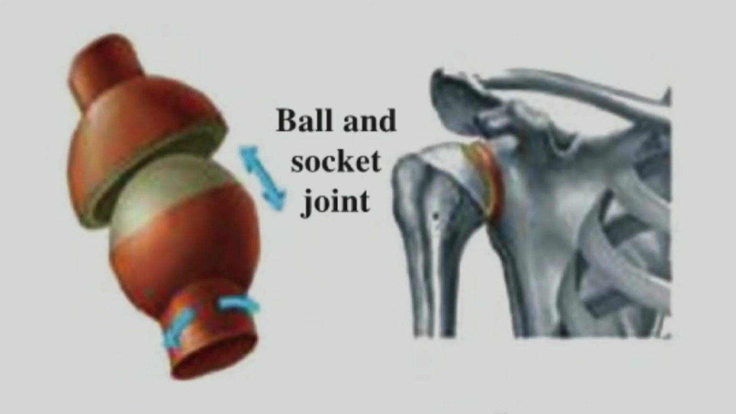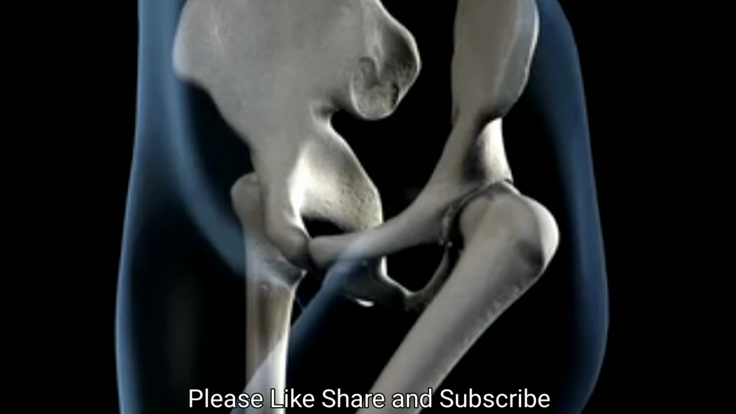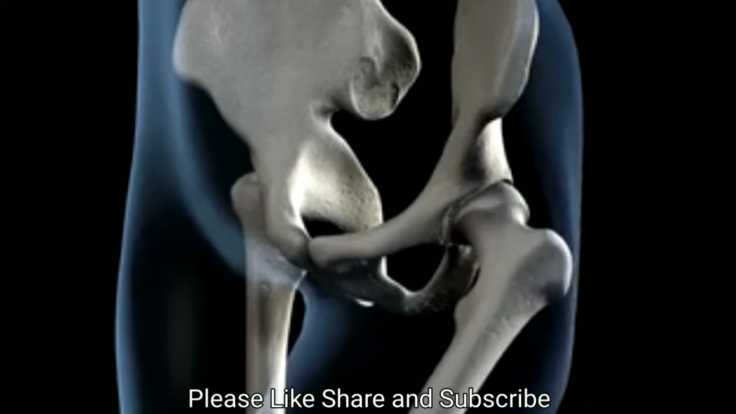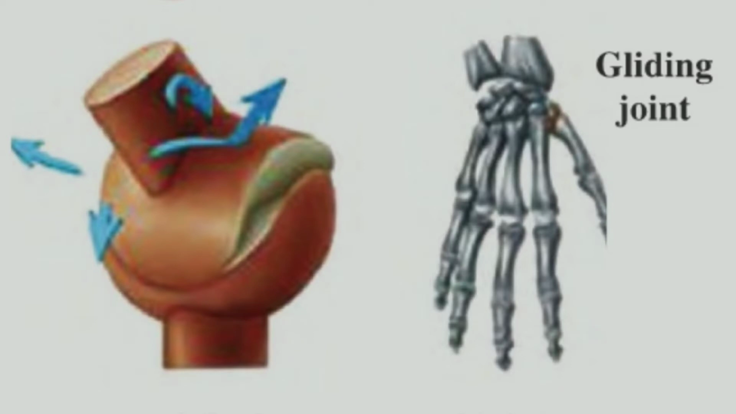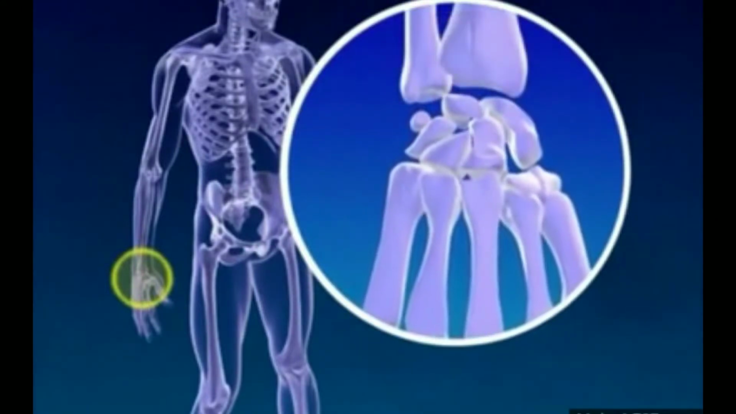Ball and socket joint. In this type of joint, the bones can move in 2 or more directions in a 360-degree angle. Examples: shoulder and hip joints. Gliding joint. In this type of joint, the bones can only slide over each other. Examples: wrist.